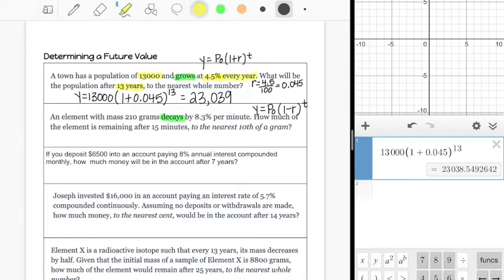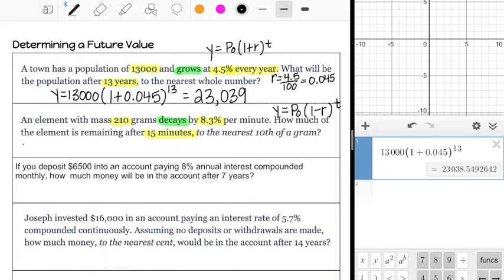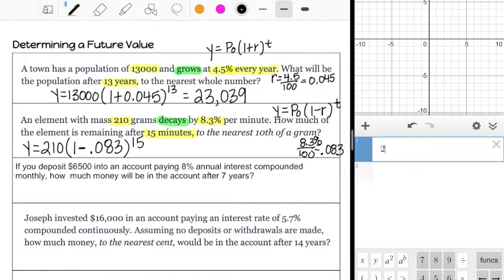All right, so we have that initial value of 210. We have our percentage rate of 8.3, and we know we're doing it in terms of minutes, so we're going to do 15 minutes. So if I plug this all in, I get y equals, my initial value is 210, 1 minus this time. Now remember, I need to convert that percentage. So we have 8.3% divided by 100 is going to be 0.083. So I'm going to put 0.083 here, and we're going to raise it to 15. We're going to plug it right into our calculator.